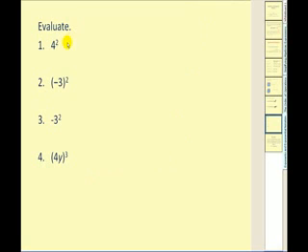So now let's take a look at some expressions written in exponential form. Let's evaluate them. If we want to evaluate 4 squared, our base is 4 and we're going to multiply it by itself twice, or have 2 factors of 4. Of course, 4 times 4 is 16. Here on number 2 we have negative 3 in parentheses and we're squaring that. So we would have negative 3 times negative 3. Well, we know that a negative times a negative would be positive 9.